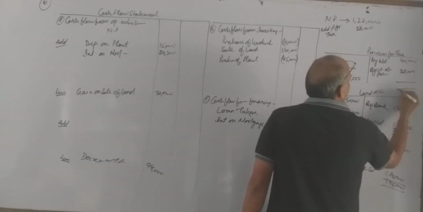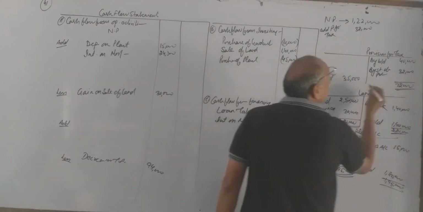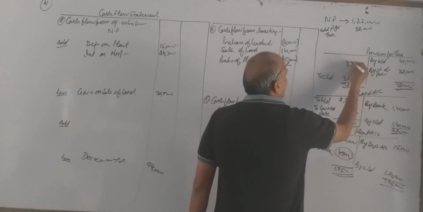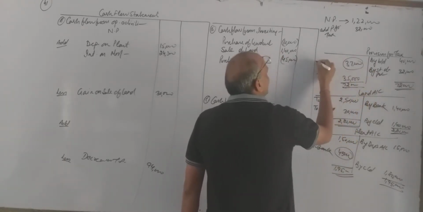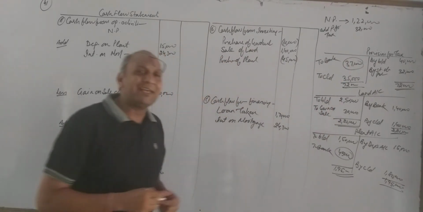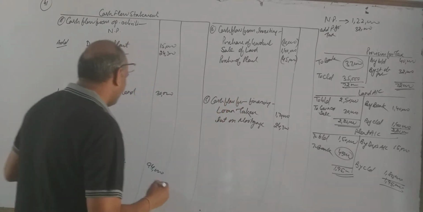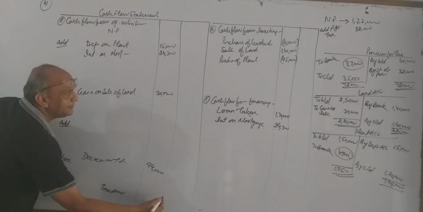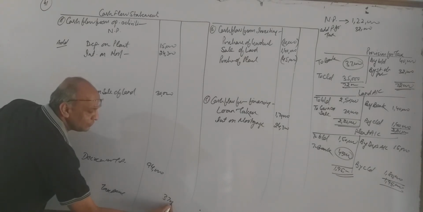Now let us close this account. Debit side, credit side is only 72. Balancing figure will come on debit side. It is 37,000 rupees. What is it, my dear friend? Tax paid, that is to bank account. This is tax paid, and this tax paid will come at the end of the operating activity. Less tax paid, it is 37,000 rupees.